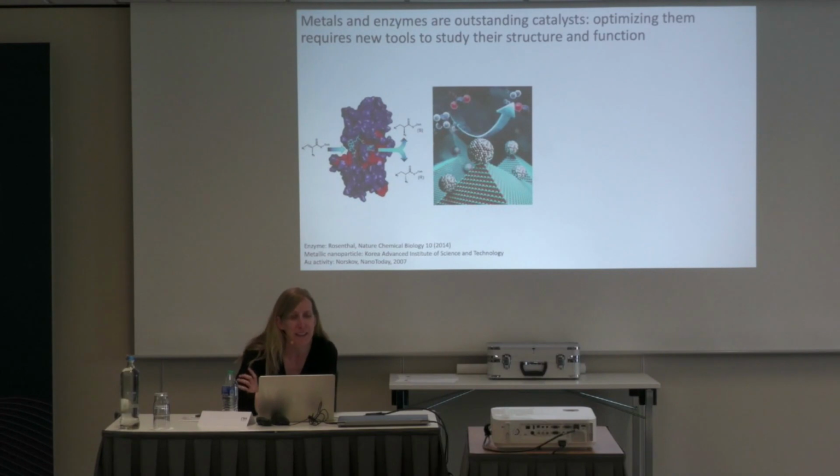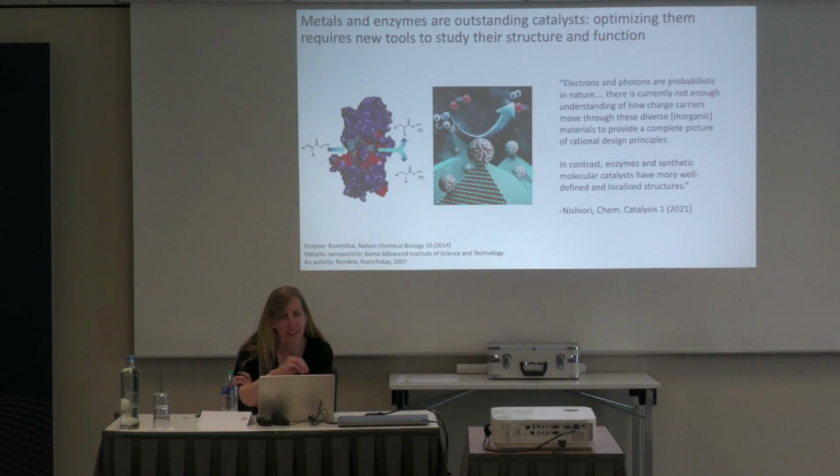So enzymatic catalysts have well-defined structures and very localized structures where the molecules can interact. And that is convenient if you want very predictive chemical transformations to occur. And if you compare that with metallic nanoparticles, electrons and photons are essentially probabilistic in nature. And there's currently not enough understanding of how charge carriers move through the diverse inorganic metallic nanoparticles to provide a complete picture of rational design principles.